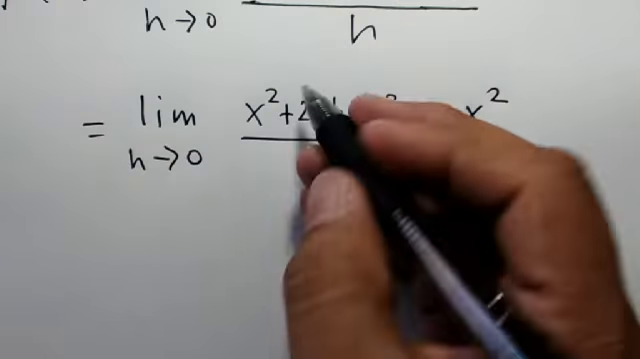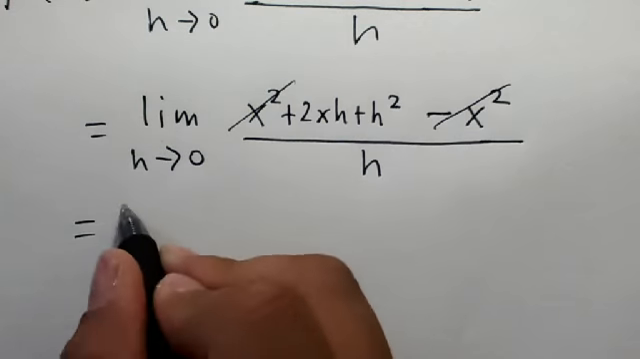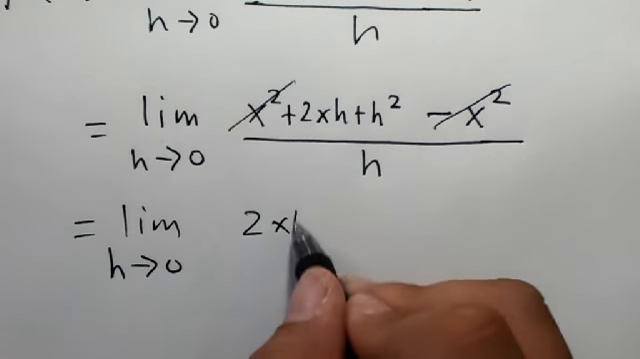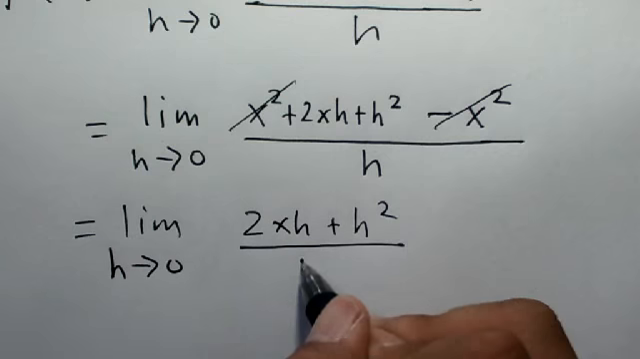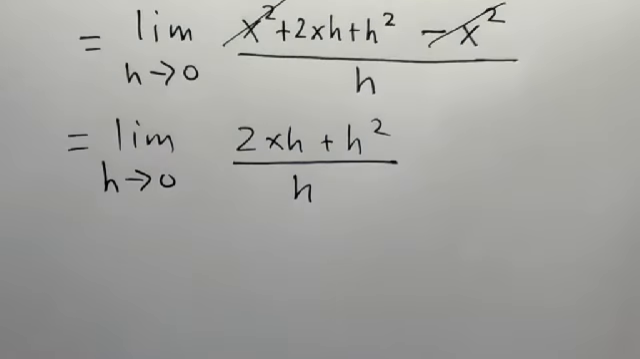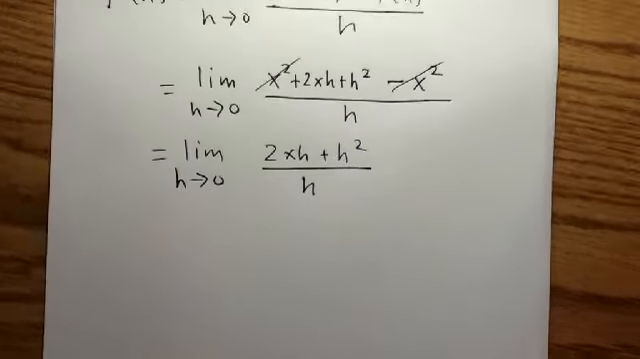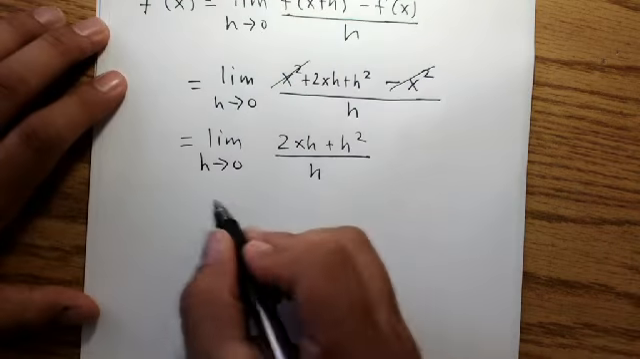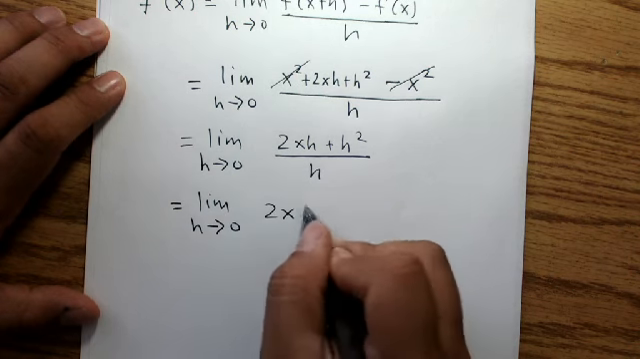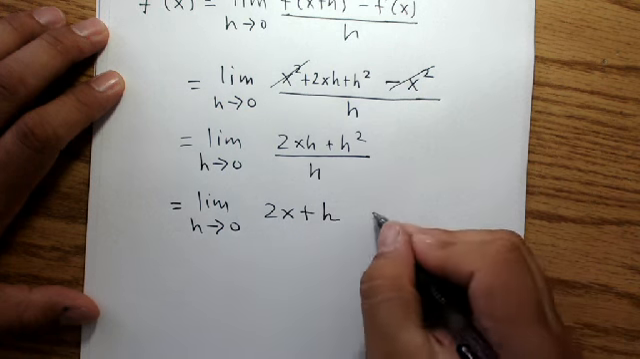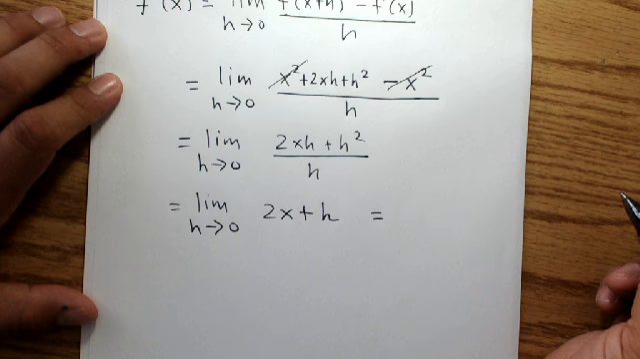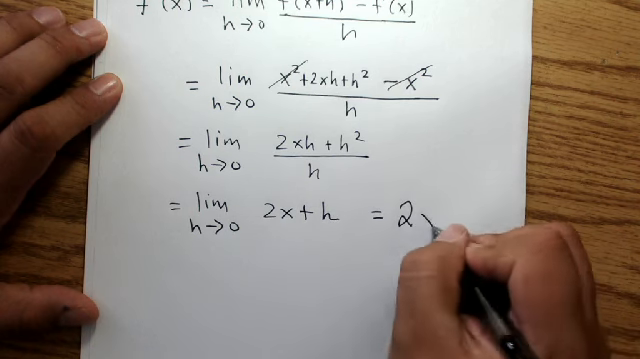Now we cancel the x squareds, and we're left with the limit as h goes to 0 of 2xh plus h squared, divided by h. What would come next? You cancel one h, right? And you're left with the limit as h goes to 0 of 2x plus h. Well, h is going to where? 0. So what are we left with? We're left with 2x.